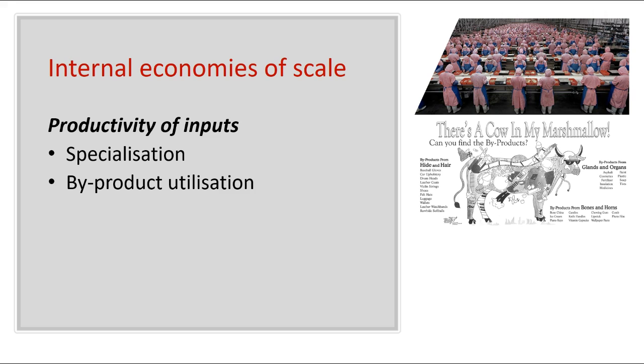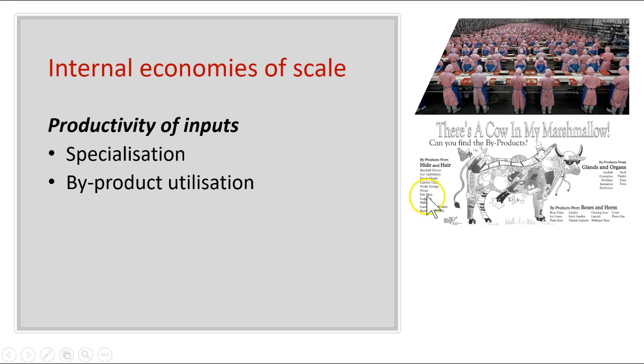Another reason why there might be an improvement in productivity is that some of the byproducts produced by the production process, when there's a sufficient quantity of them, can themselves become products. And so some of those inputs, which for a smaller business would be waste, become output for a larger business.